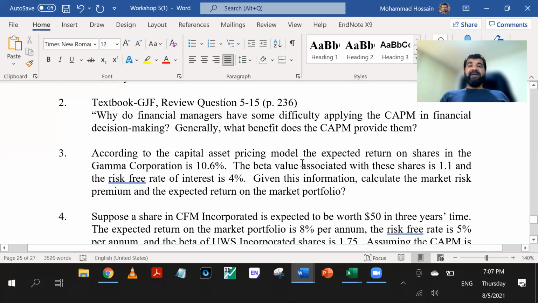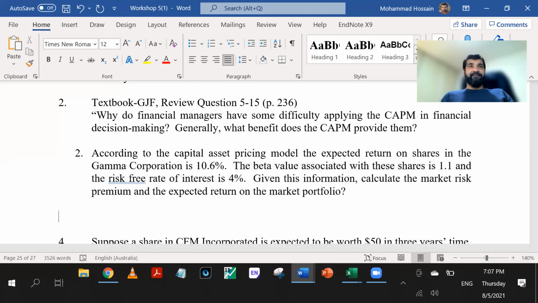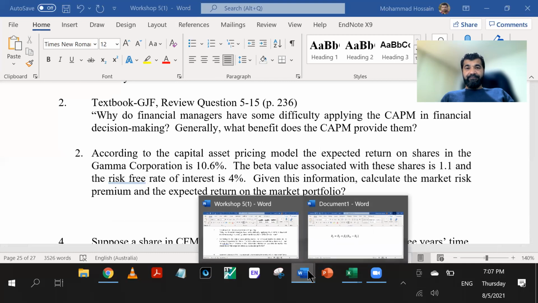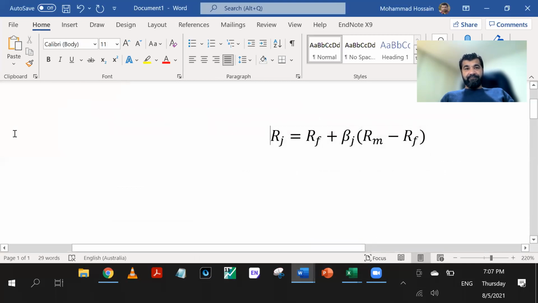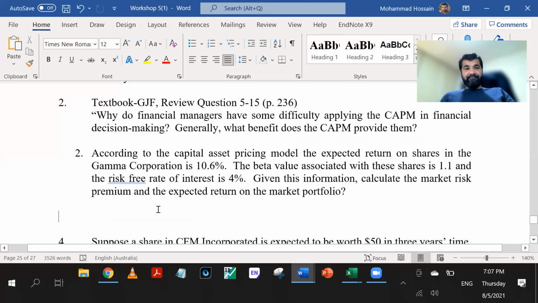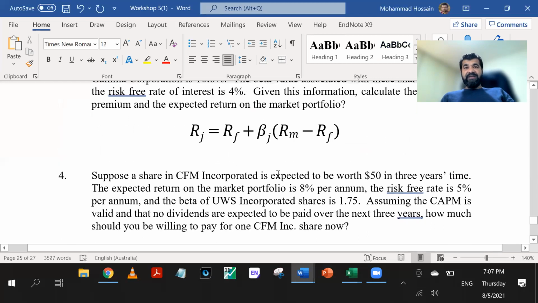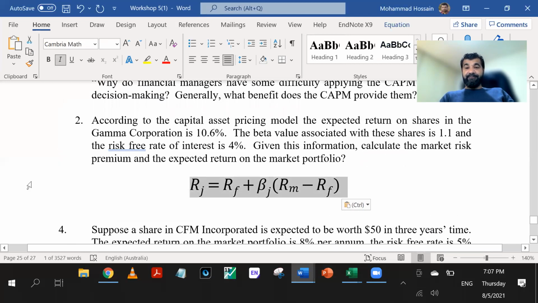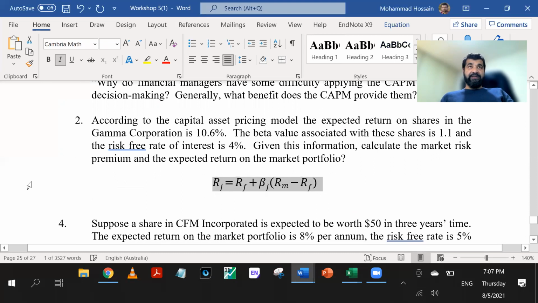According to the capital asset pricing model, the expected return on shares in the Gamma Corporation is 10.6%. The beta value associated with the share is 1.1, and the risk-free rate is 4%. Given the information, calculate the market risk premium and expected return on the market portfolio. Very simple. Let's do it. That's the case we have, right? This is our formula.